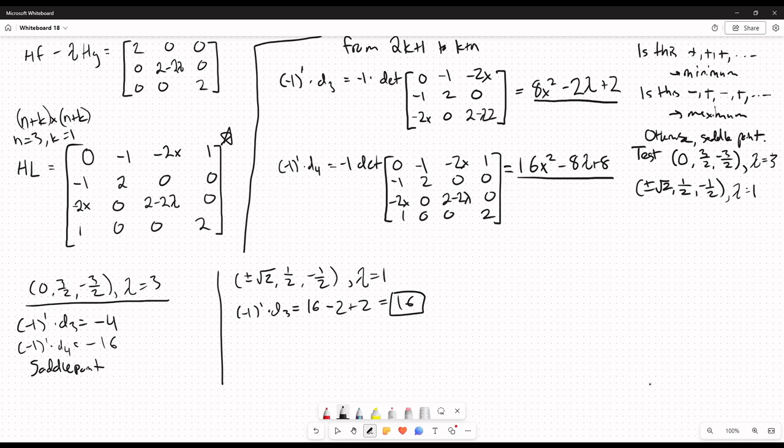And let's go ahead and check the other one. We'll have -1 times d4. That's going to equal 32 minus 8 plus 8 equals 32. In fact, yes, we did get plus, plus. Back here we got minus, minus. So that led to a saddle point. But we have plus, plus here. That means we have a local minimum.